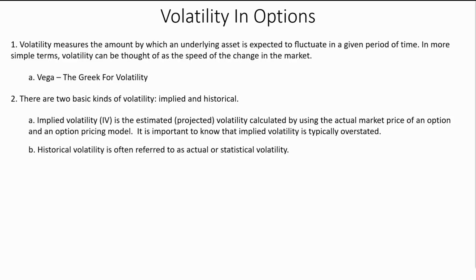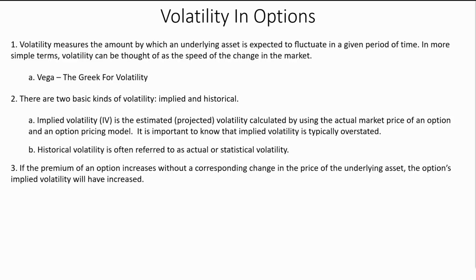Now, historical volatility, that's simple. That's the actual statistical volatility. That's where the volatility really was. They might have projected the volatility to be 20%, and actually after the time passed, the volatility turned out to be 18% at that point in time. So historical is the actual or the statistical volatility.